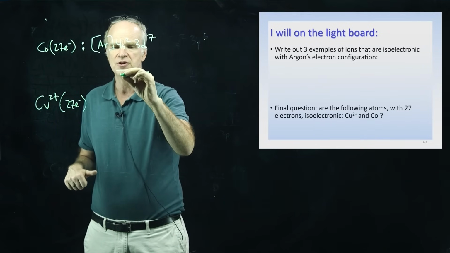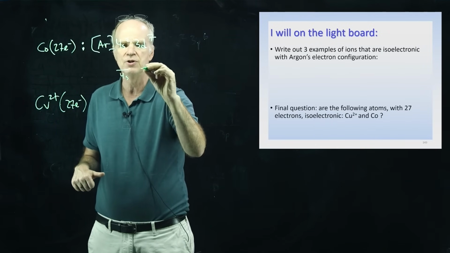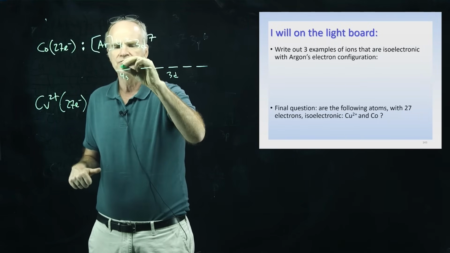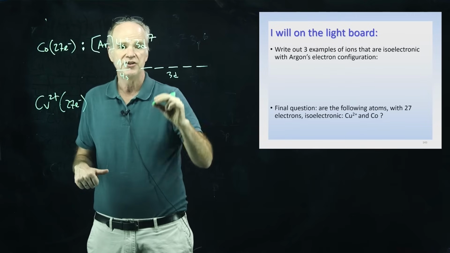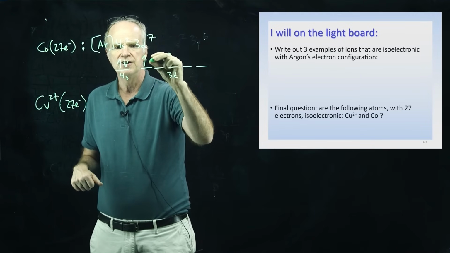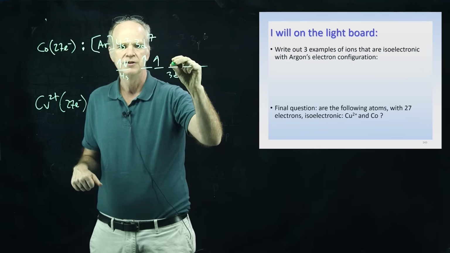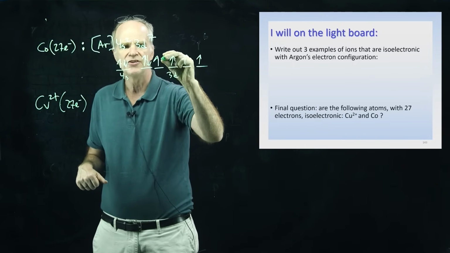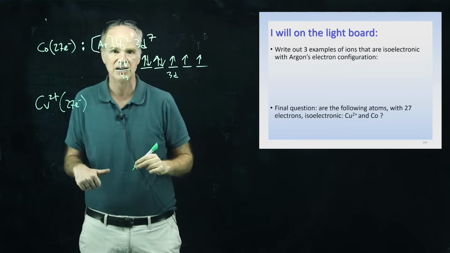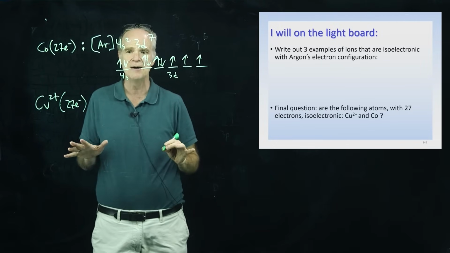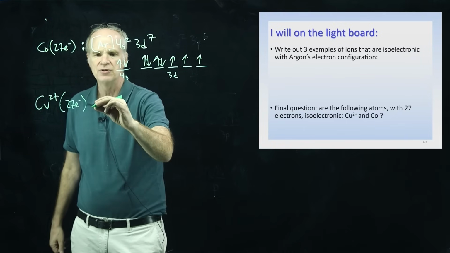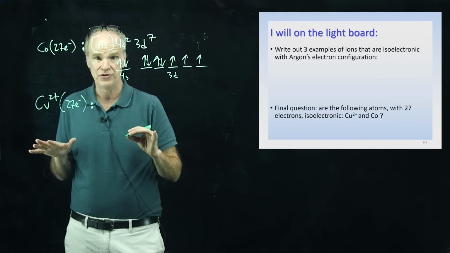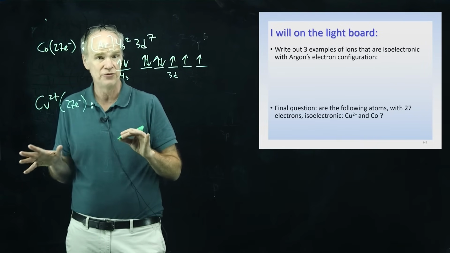So let me write out an orbital notation for this. Just to confirm, it's 4s, and then there's 3d, 1, 2, 3, 4, 5. So there's 4s2 here, 3d7, 1, 2, 3, 4, 5, 6, 7. So that's cobalt's electron configuration. But how about the copper ion? What would that be? So first, let me write out what copper's electron configuration is, and then we'll figure out the copper ion.